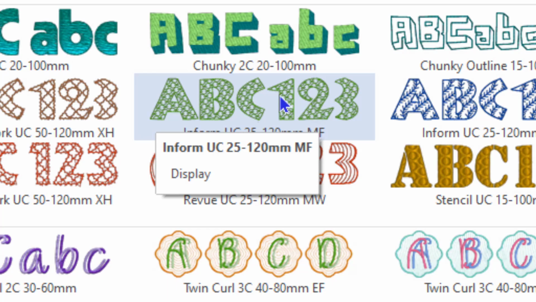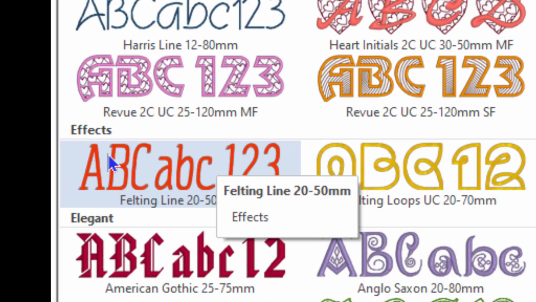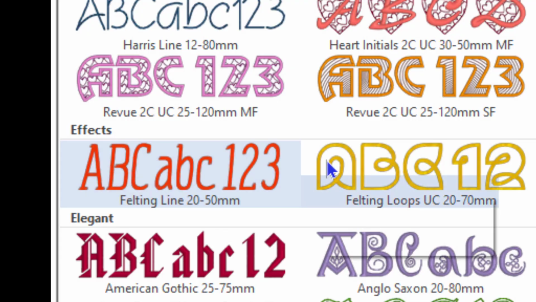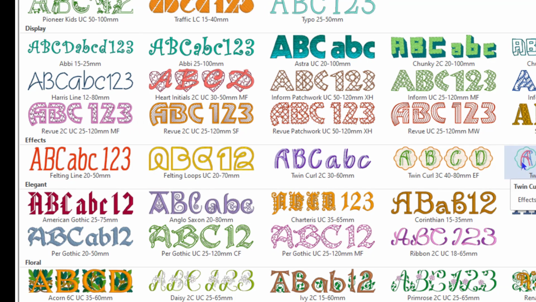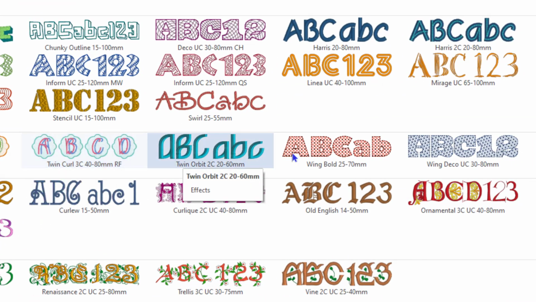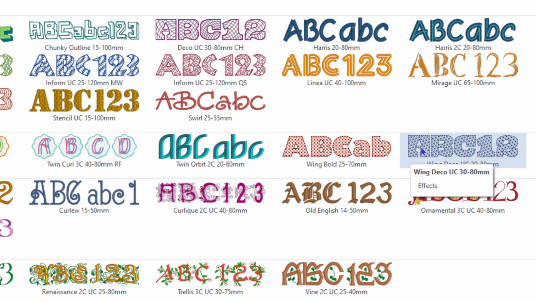Now here in the Effects area, you can see we have some that say, for example, felting loops and felting lines. These are felting type fonts. Here we have twin curl. These are for twin needle type fonts. And the two colors will be stitched at the same time. In this case, it's light purple and dark purple, but again, you can use whatever colors you want to use. Wing bold. These are for use with wing needles.